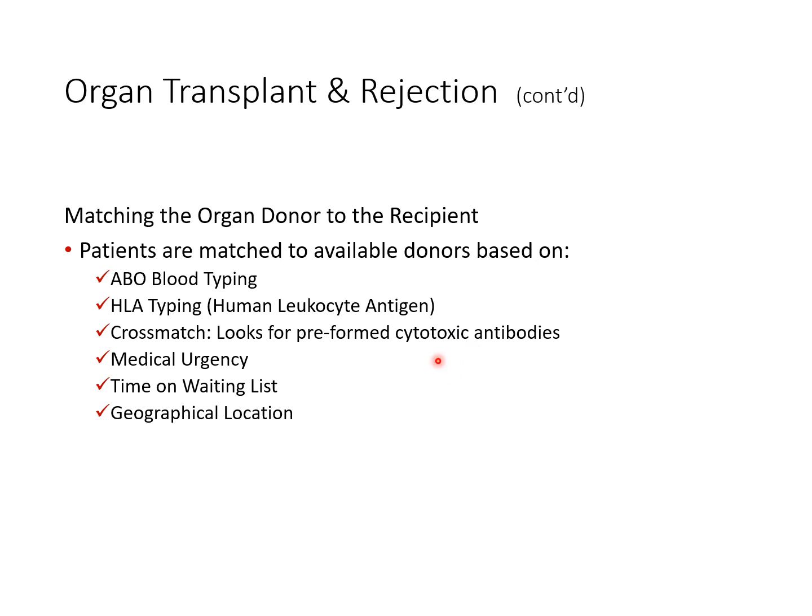You're looking for any preformed cytotoxic antibodies. You're looking at the medical urgency, how soon do they need to get this transplant done. You're looking at how long they've been on the waiting list, and you're looking at the geographical location. How far is it to get to where the patient might be? How far is it to get the organ to that patient, etc.